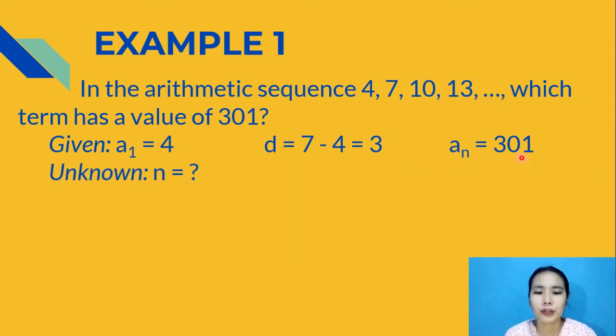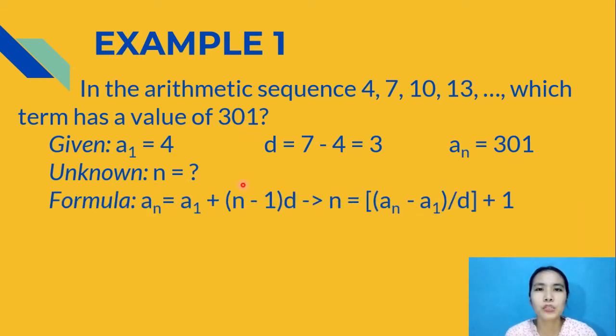The unknown here is n, or the number of terms. Which term has a value of 301? To solve this, we use the formula a sub n equals a sub 1 plus the quantity of n minus 1 times d. Or in the derived formula, that is n equals the quantity of a sub n minus a sub 1 over d plus 1.